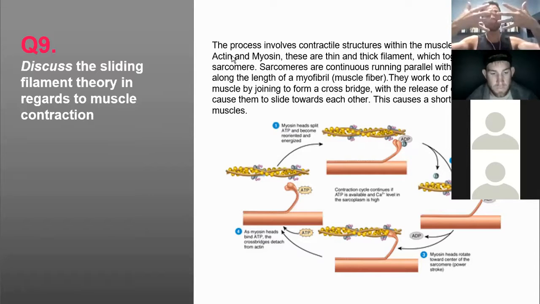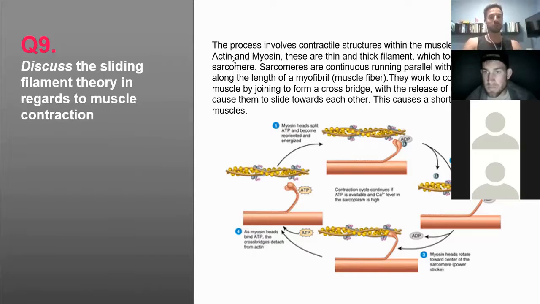There are two distinct parts to your muscle fibers. One is called actin, A-C-T-I-N, the thin part of your muscle fibers, and one is called myosin, the thick part. When the muscle contracts, those filaments connect, bind to each other, and pull each other together. That's how your muscles contract: the actin and myosin filaments pull on each other, causing the muscle fibers to contract and shorten.